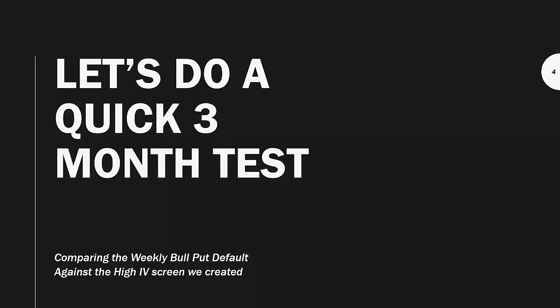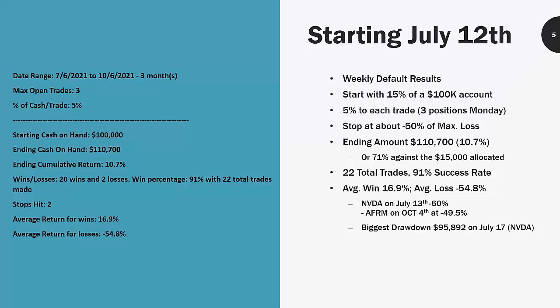Well, let's just do a quick 3-month test. We're going to take one of our default searches on the bull put credit spreads, the weekly bull put default screen, against the high IV screen that we created last week looking for Stephen's position. Now, we started on July 12th. Initially, when I was running these tests today, I was going to start on July 6th, but that was a Tuesday because the market was closed on the 5th of July in observance of the 4th of July holiday. So we actually started on July 12th, almost took us 3 months here to October 8th.